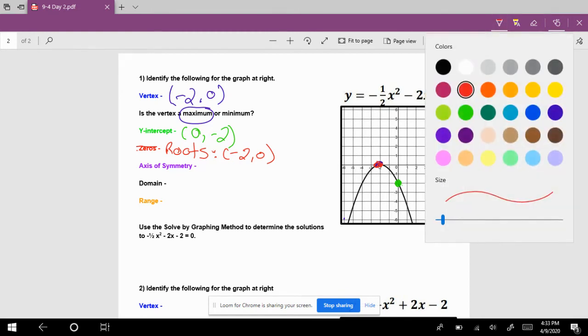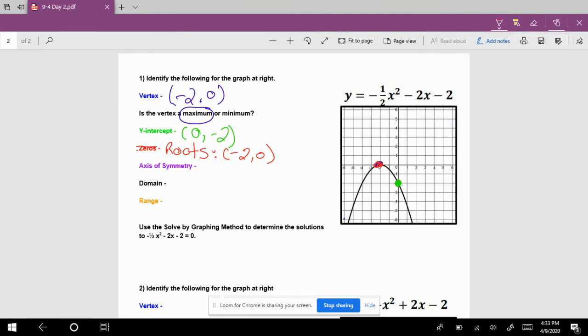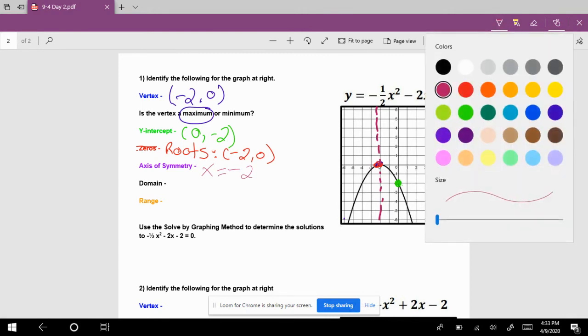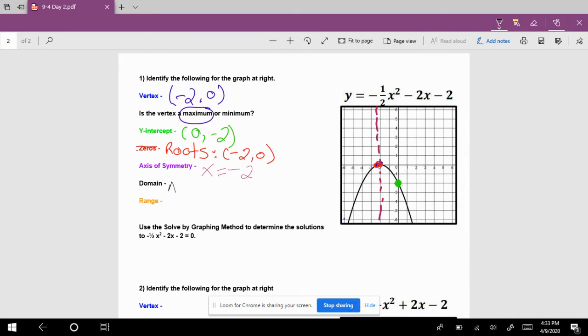All right, axis of symmetry. And draw it in. And that would go right there. And that would be the line x equals -2. Okay, domain. It's all real numbers. Also displayed as from -infinity to +infinity.